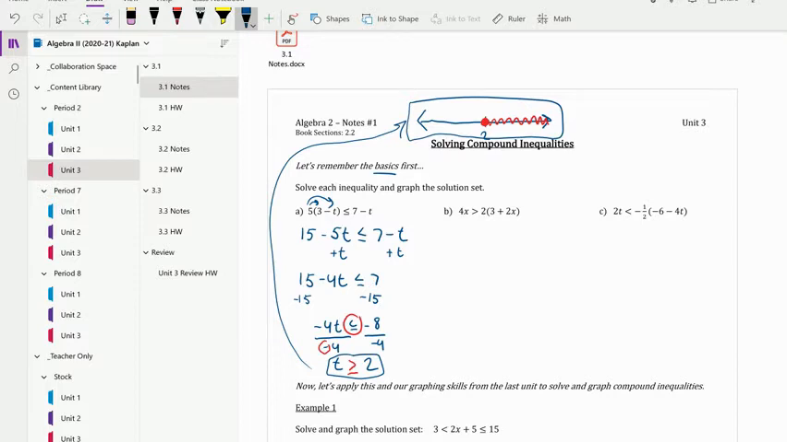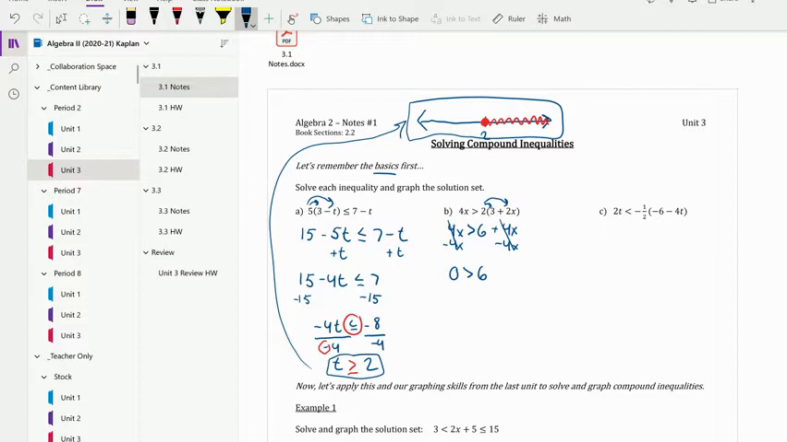For this next one, same thing. Let's start by simplifying if we can. So 4x is going to stay: 4x is greater than 2 times 3. If we distribute, that is going to be 6, plus 2 times 2x is going to be plus 4x. Subtract 4x. Remember, I like to keep my variable on the left with inequalities. And those cancel, and we end up with 0. 4x minus 4x is 0, is greater than 6.